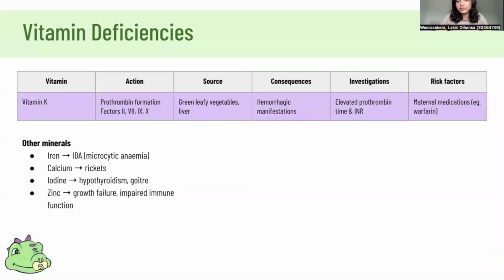You, of course, have your vitamin K, which is important for clotting, and some other minerals that are important are iron, a deficiency of which causes iron deficiency anemia, which is a microcytic anemia. You've got your calcium, a deficiency of which can cause rickets. Iodine, a deficiency of which can cause hypothyroidism or a goiter, and zinc, a deficiency of which can cause growth failure and impaired immune function.